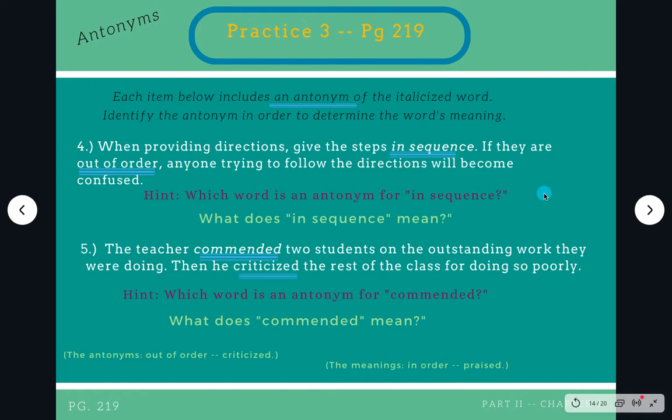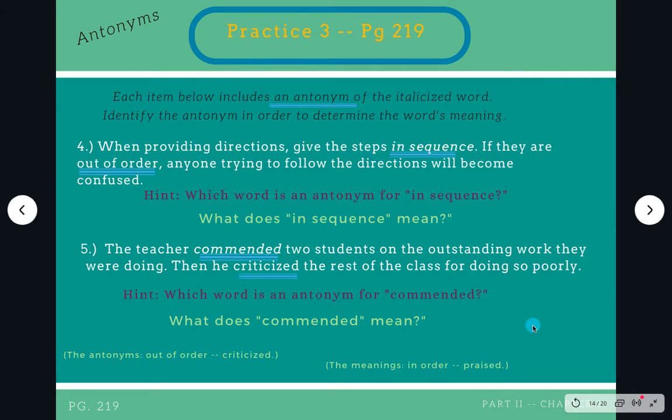So when providing directions, give the steps in sequence. If they are out of order, anyone trying to follow the directions will become confused. So the antonym would be out of order. And then you need to decide, what does in sequence mean if it's the opposite of out of order, right?